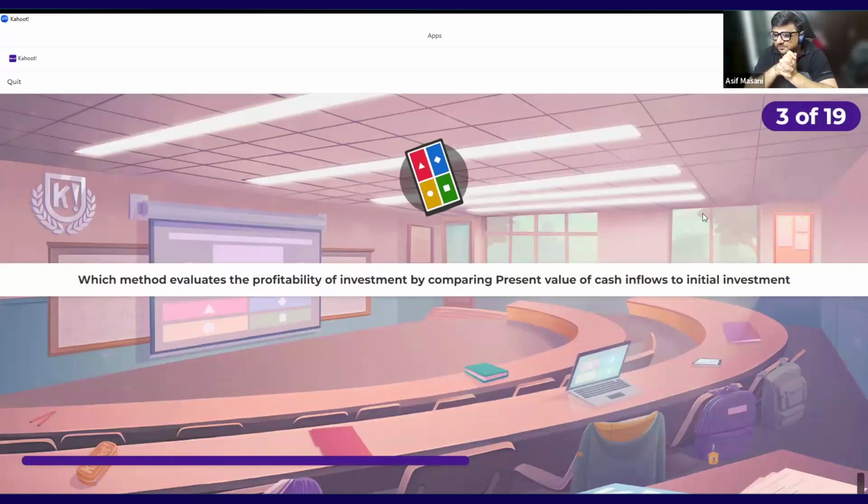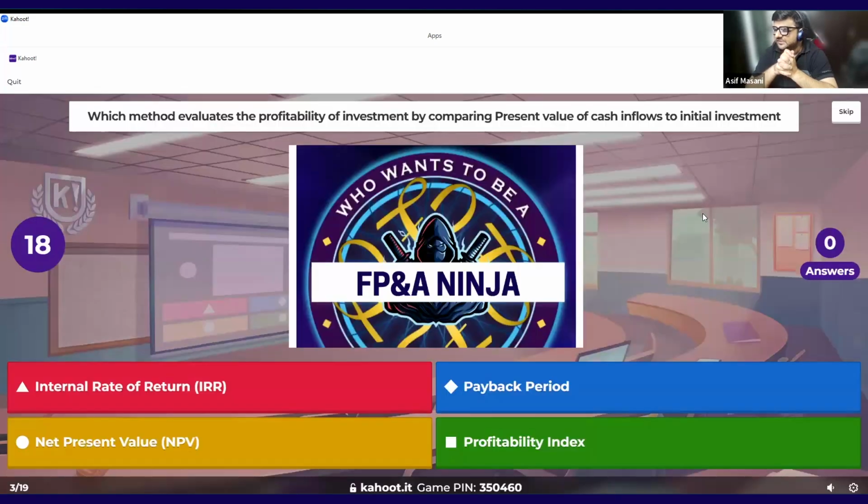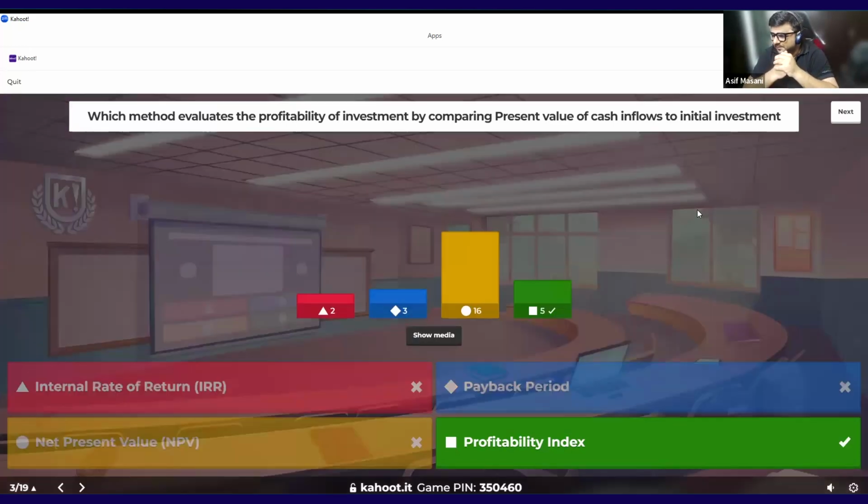Which method evaluates profitability of investment by comparing present values of cash inflows to its initial investment? Remember, you have to answer the most correct answer. There might be a situation where two answers might feel right, but you have to then pick the most right answer, or in our case, maybe the best answer. So in this case, comparing is what the ratio does. The right answer is profitability index, and we'll come to that in a few seconds.